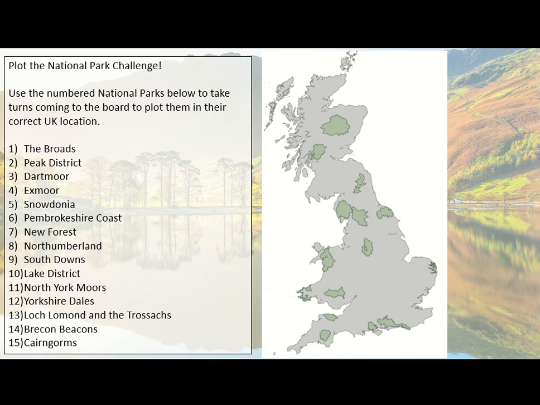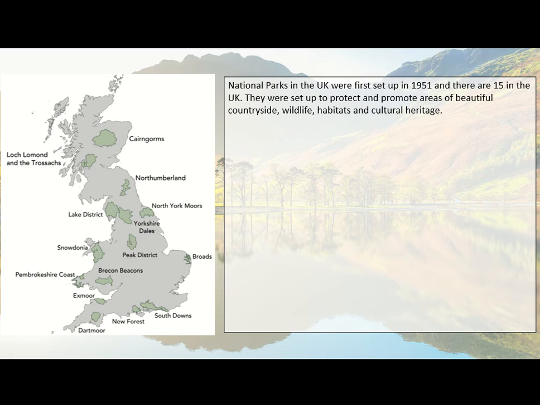Okay, so the answers to the National Parks Challenge are here. Here they are all listed. Hopefully you identified the Broads, because we are a Norfolk-based school, so you should know where those are. The South Downs, the New Forest, which is one of our case studies for the ecosystems topic. You've got Dartmoor and Exmoor, the Brecon Beacons, the Pembrokeshire Coast, the Snowdonia area, the Peak District, the North York Moors, the Yorkshire Dales, the Lake District, Northumberland, Loch Lomond and the Trossachs, and the Cairngorms. So there we go, 15 to be exact, national parks in the UK.